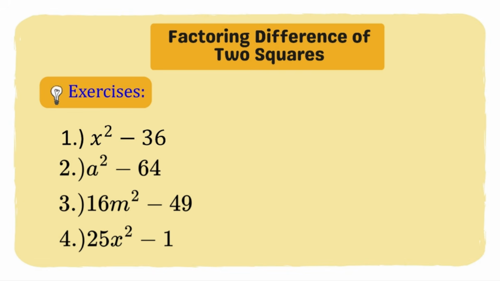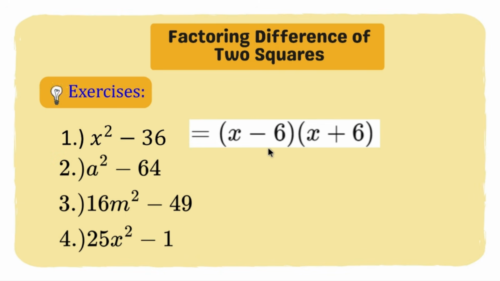Okay, I hope natapos nyo na pong masagutan. I will now show you the correct answer for each number. Paki-check na lang po ang inyong sagot. Okay, so for number 1, we have here x squared minus 36. Our factors are x minus 6 and x plus 6. Okay, if you are going to multiply this using the FOIL method, you can get also x squared minus 36.